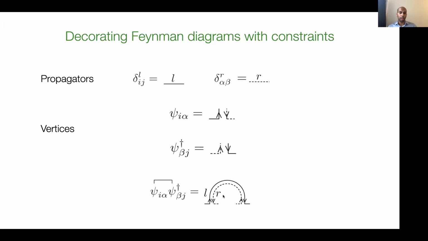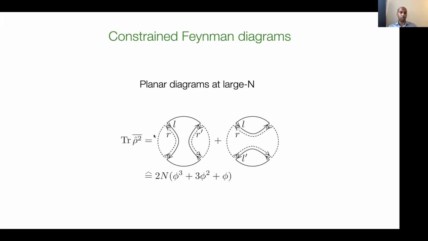So now you can start to evaluate moments of rho. At large n, it turns out that only planar diagrams contribute, as typically happens in large n theories. And for example, if you want to calculate trace of rho squared, you get two diagrams which are planar, which contribute at large n. But as you can see, there are some decorations here. And the interesting thing is, once you write down the value, in an unconstrained system you just get some factor of n. But in a constrained system, you get these non-trivial polynomials which depend on the relative dimension of Hilbert space.